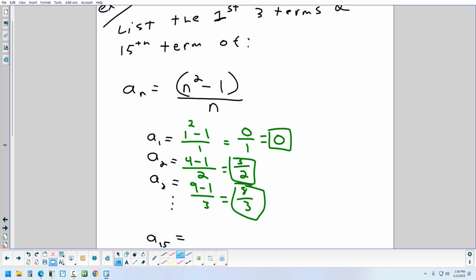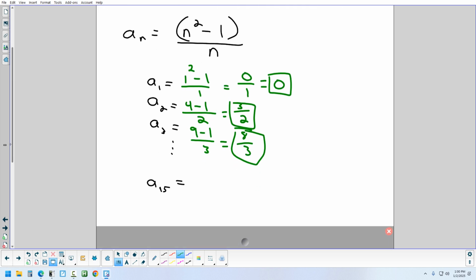And the 15th term. What are we going to plug in for n there? 15. What's 15 squared? 225. And when we simplify, what's in the top? 224.